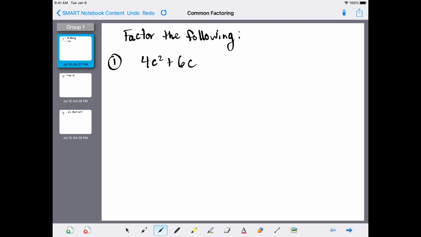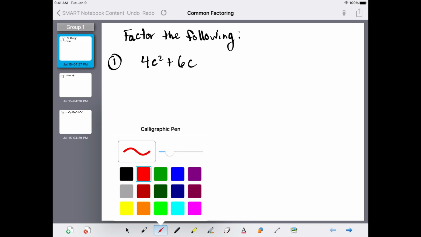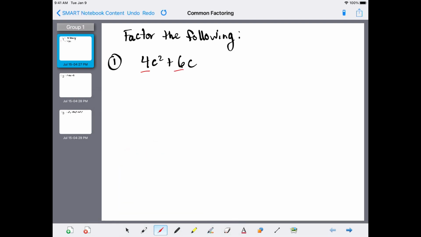So if we look at this first one, we have factor the following: 4c squared plus 6c. So how do we common factor? We have two terms. This is a binomial. So what we're looking for is basically the greatest common factor between these two terms. We can first look at the number. What's the greatest common factor between 4 and 6? It's just going to be 2.